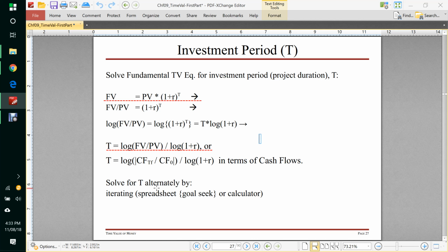Now, I gotta say, I never remember this. I'm not sure, honestly, if I could, with a clean sheet of paper, even remember my algebra logs well enough to do this in less than 5 minutes or something. The way that I solve for things like that is to use Excel and its goal seek function. So we will learn that soon, probably in the addendum to this chapter. We'll have a little session on that.